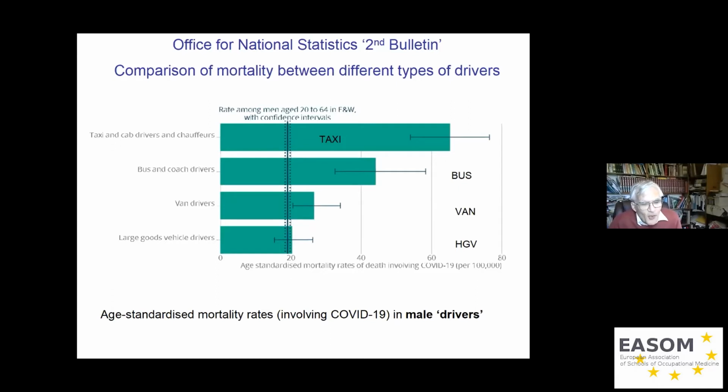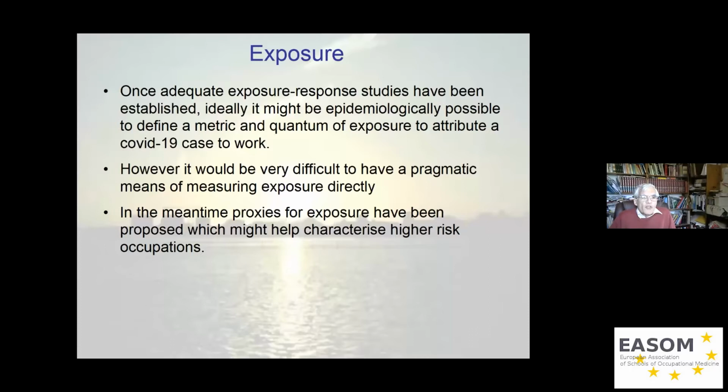Of course, what do the first two categories have in common? Taxi drivers and bus drivers are exposed to people. Van drivers, I suppose, see you when they drop your package at the door, and heavy goods vehicle drivers don't. So the association with being exposed to other people, even though they are not known to be sick, is quite high. So those sort of data provide a basis for categorizing occupations on the basis of the relative risk of COVID and acting accordingly.